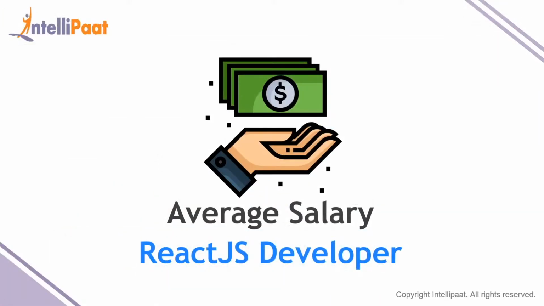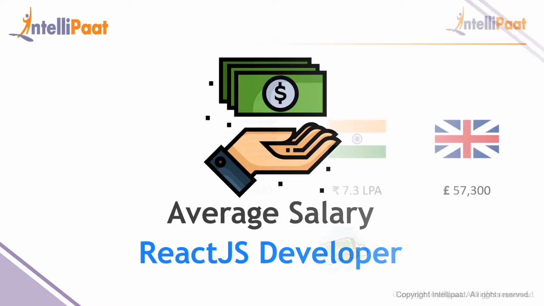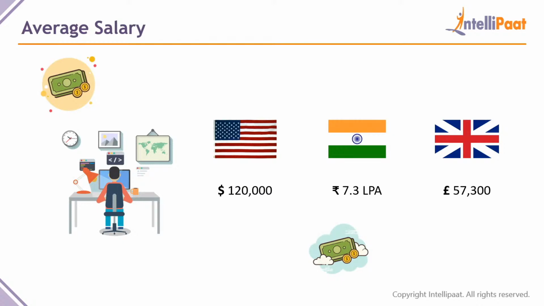So what is the average salary of a ReactJS developer, now that we know why ReactJS is favored? There's also a quite hefty sum attached to it. In the US, the average salary of a ReactJS developer is $120,000. In India, it's 7.3 lakhs per annum. And in the UK, it's a pretty nice 57,000 pounds. So these are the average salaries of a ReactJS developer once you get to an experienced state. And this is only based on front-end technologies. If you transition to a full stack role, the possibilities are endless.